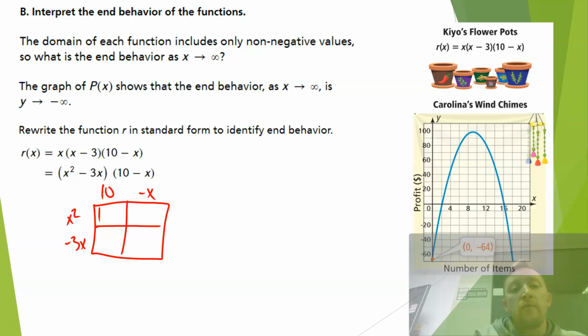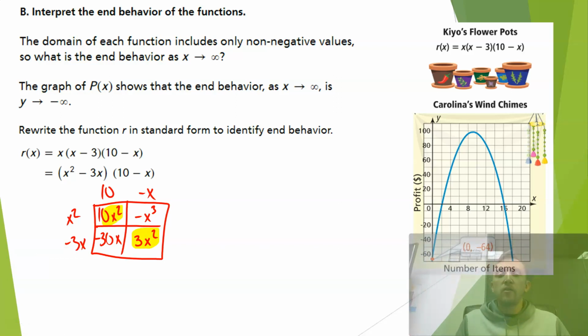So when we multiply these together, we would have 10x squared. x squared times negative x would be negative x cubed. Negative 3x times 10 would be negative 30x. And negative 3x times negative x would be a positive 3x squared. So now our like terms are right here and here. It's a diagonal, just a different diagonal, because we had the order of that other expression kind of backwards there. So our answer is kind of backwards. When we put this in standard form, we would have negative x cubed plus 13x squared minus 30x.